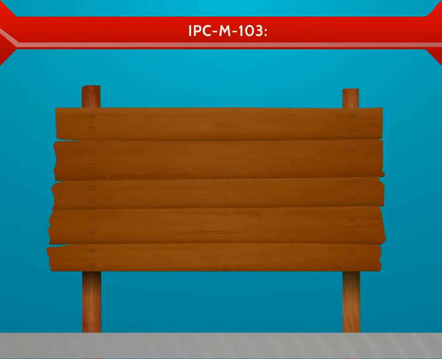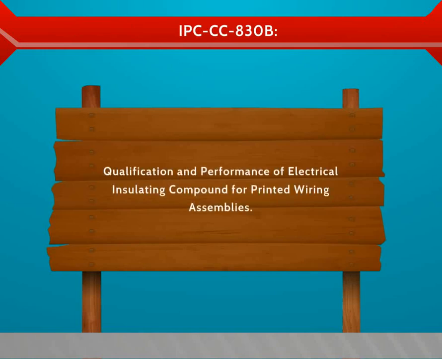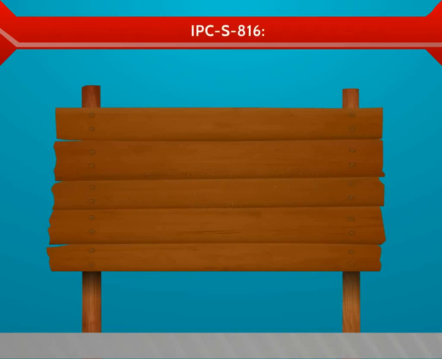IPC M103, Standards for Surface Mount Assemblies Manual. IPC M104, Standards for Printed Board Assembly Manual. IPC CC 830B, Qualification and performance of electrical insulating compound for printed wiring assemblies. IPC S 816, SMT Process Guideline and Checklist.